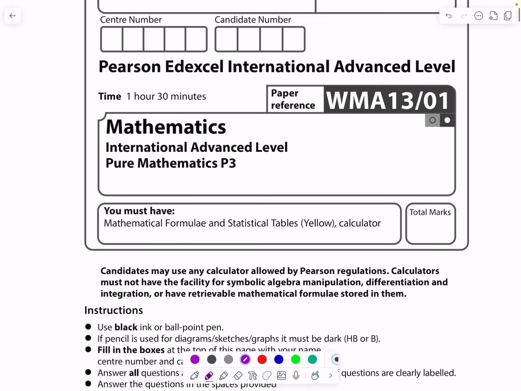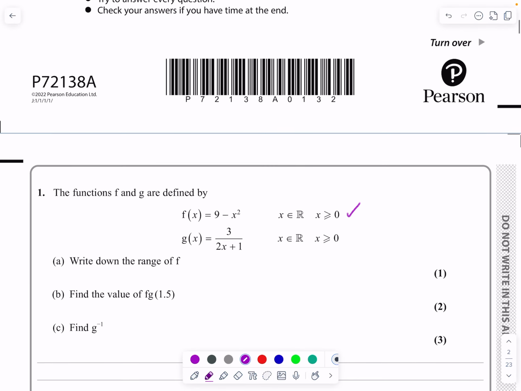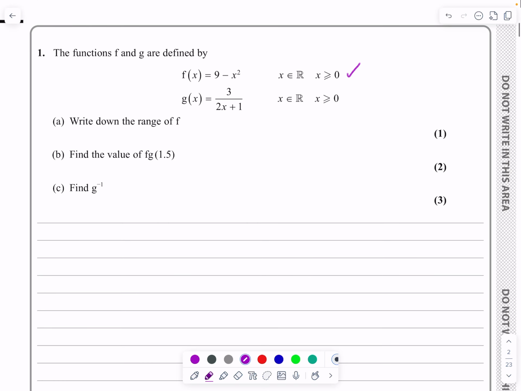Okay, this is the P3 paper from January 2023. We're actually going to be looking at question number 1 here, which is a functions and graphs question. We've got that f(x) is defined as being 9 minus x squared. Keep an eye on the domain there. g(x) is defined like that. Again, keep an eye on the domain there as well.